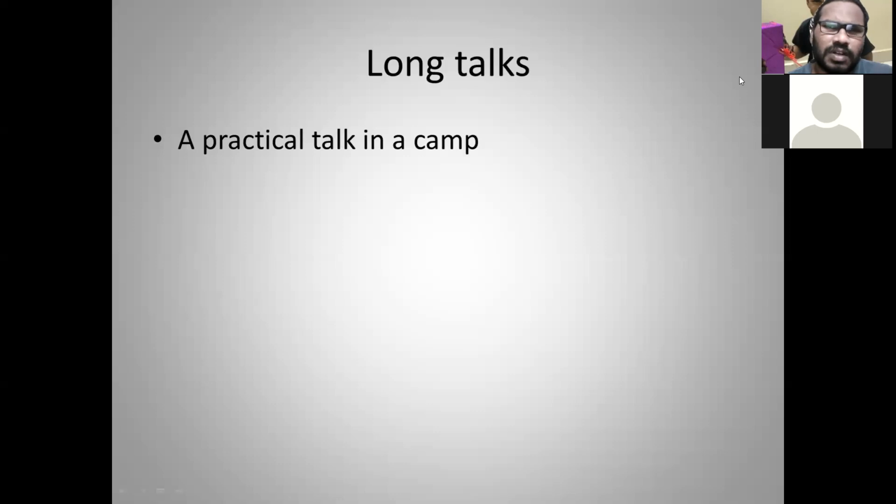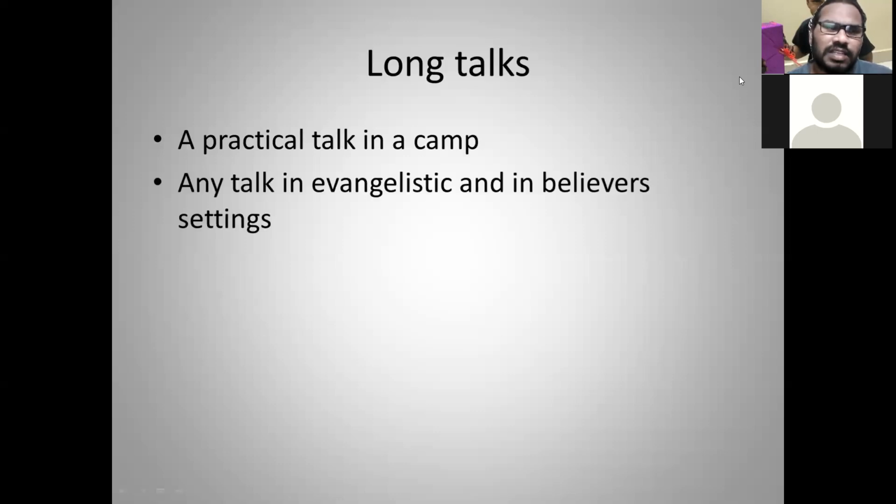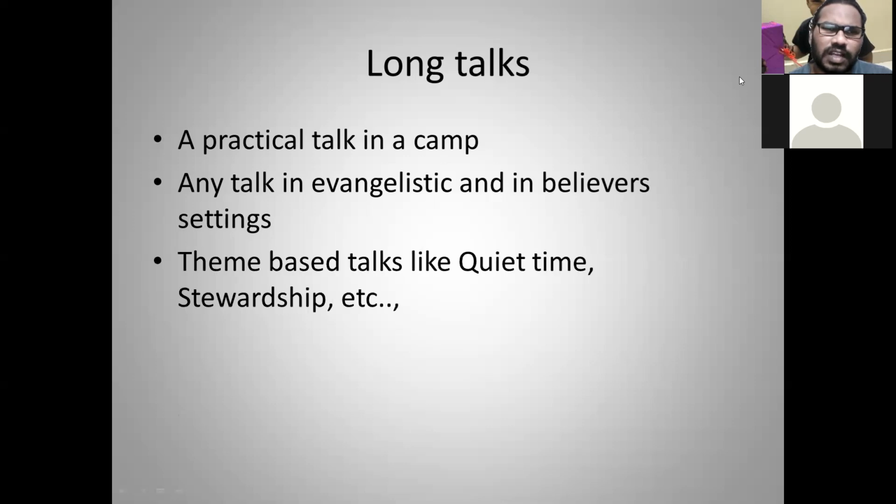Long talks last from 20 to 60 minutes. So any talk in evangelistic and believers' settings, like in a church or a public place, at Christmas time, where you are asked to speak. Some colleges don't allow outside speakers, but they'll give you 20 to 30 minutes, and you are asked to speak. Oftentimes we are almost shocked, because what should I do in those 30 minutes? I can speak 2 to 3 minutes about Christmas, but oftentimes we panic. But we can come out of that problem if we learn these things, like theme-based talks, such as quiet time and stewardship.